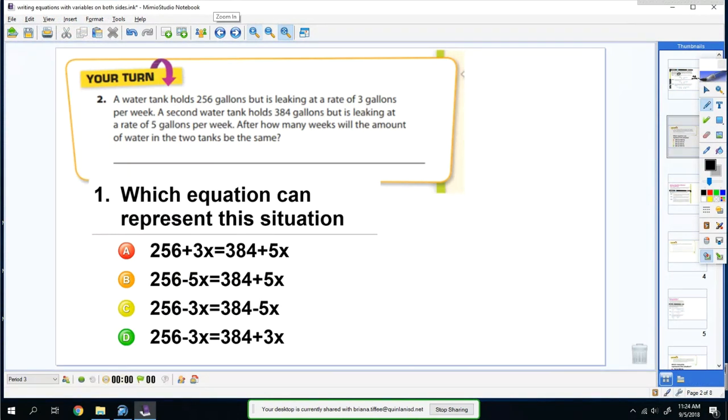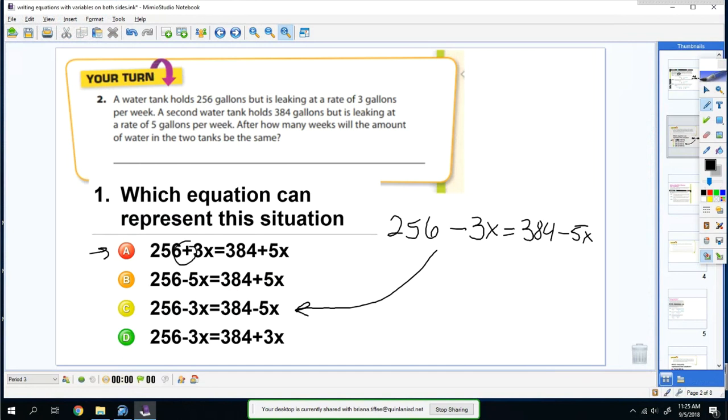All right, a water tank holds 256 gallons but is leaking at a rate of 3 gallons per week. A second water tank holds 384 gallons but is leaking at a rate of 5 gallons per week. After how many weeks will the amount of water in the two tanks be the same? Okay, so my first water tank is 256 gallons, but leaking, so you subtract 3x, and that is equal to 384 gallons, subtract 5x. So the answer will be C. A lot of you might have chosen A, but it's not adding water to the tank, it's taking water away.